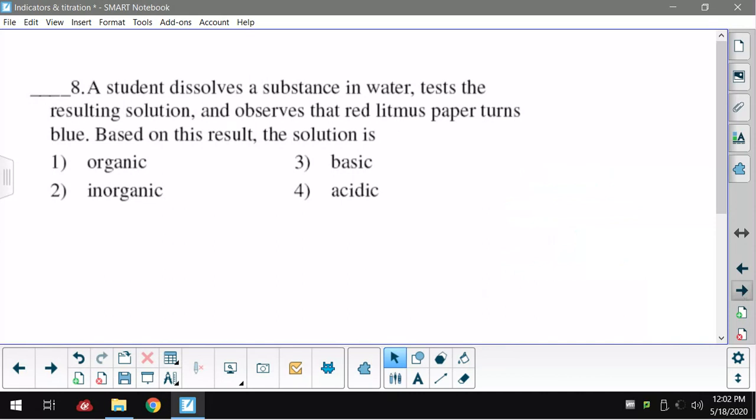Number 8, it says a student dissolves a substance in water, tests the resulting solution, and observes that red litmus paper turns blue. Well, if it's turning blue, that means it must be a base. Number 3.